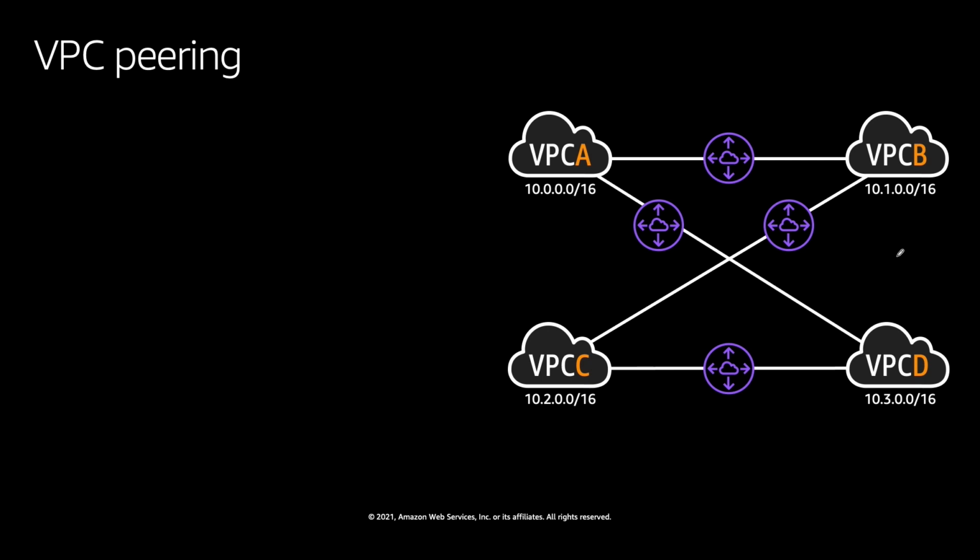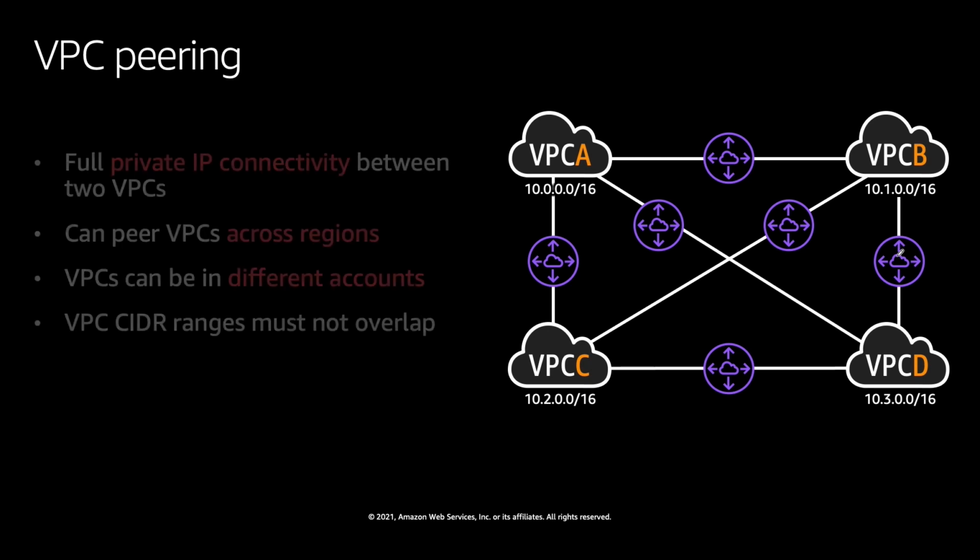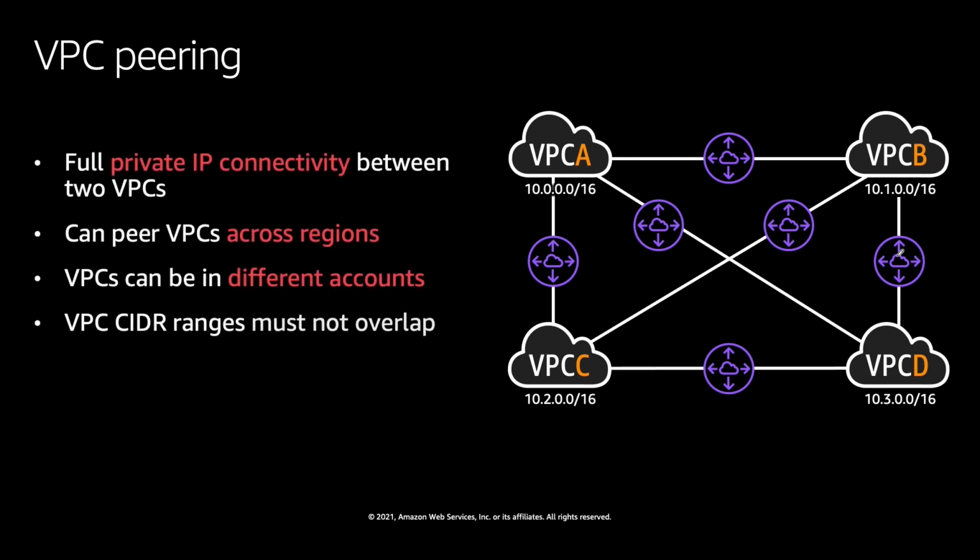So the more VPCs you have in your environment, and the more your need to connect them to each other, you need to create different VPC peering pairs. VPC peering is private IP connectivity between two VPCs, and it can work across regions, so the VPCs can be in different regions. We have to make sure that CIDR ranges must not overlap. That is one of the most important things. Now, you can imagine that this might get a little complex when you have a larger number of VPCs, and that is where transit gateway comes to the rescue.